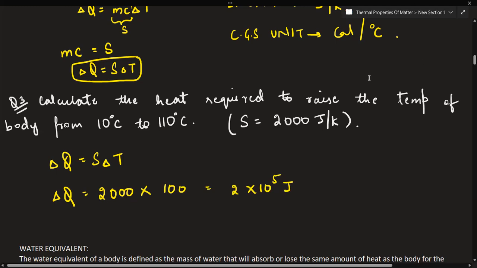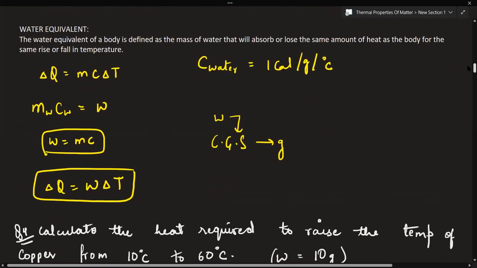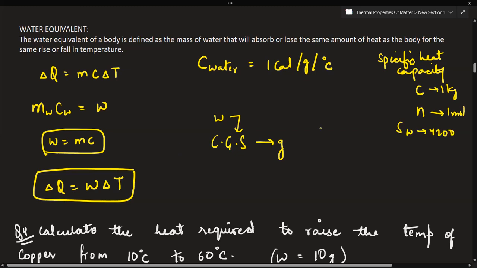One more quantity, then I'll give you ample time to write it down. Water equivalent. What is meant by water equivalent? The water equivalent of a body is measured in kg in SI units, and in grams in CGS units. Firstly, we had specific heat capacity, represented by C. Then we had molar specific heat capacity, represented by N, which was for 1 mole. That was for 1 kg. For water, the specific heat was 4200. Then we saw another quantity, heat capacity.